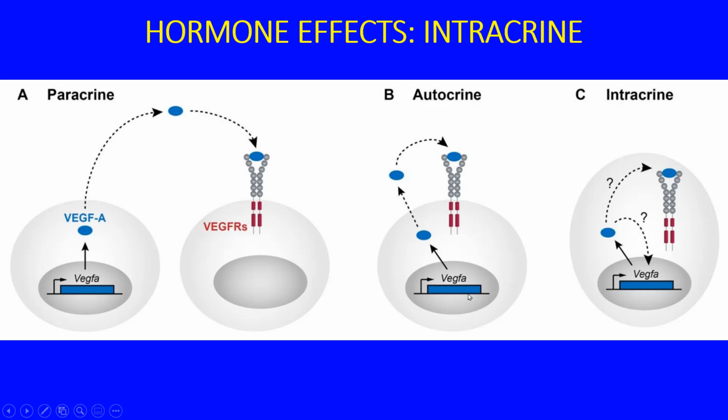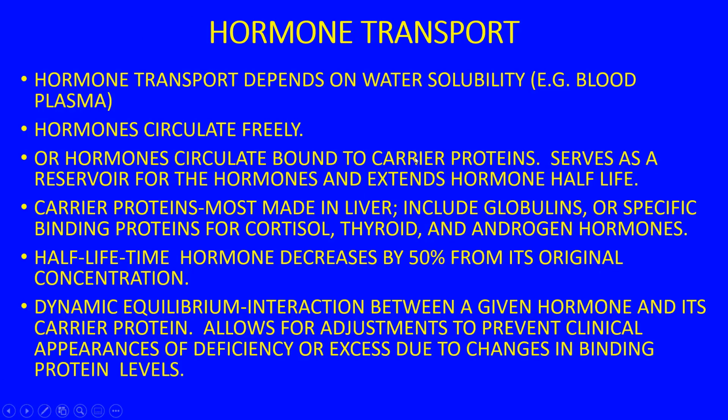Keep in mind carrier proteins. Most carrier proteins are made in the liver. These include the globulins, they include albumin, they include specific binding proteins for cortisol, thyroid, and androgen hormones. Here's one thing to keep in the back of your mind, especially if you're thinking about medicine down the road. You might say to yourself, okay, we know that the liver is involved with filtration and detoxification and all that. But what might be one other indicator that the liver is beginning to fail?